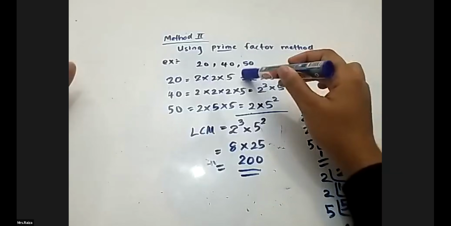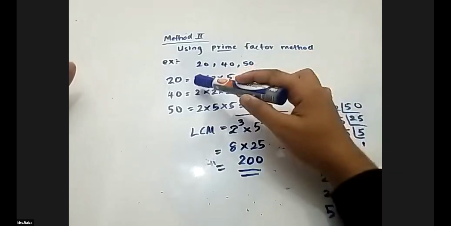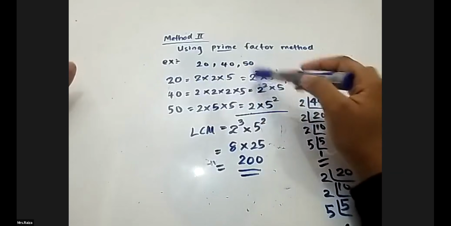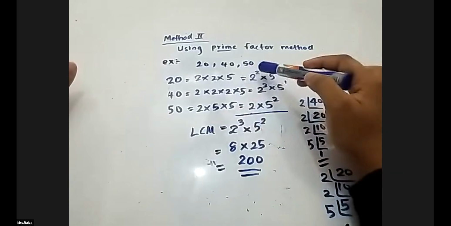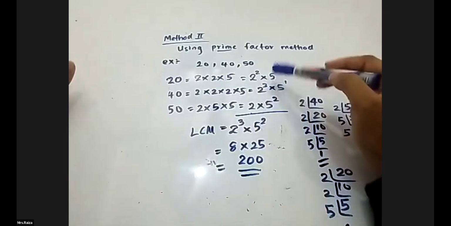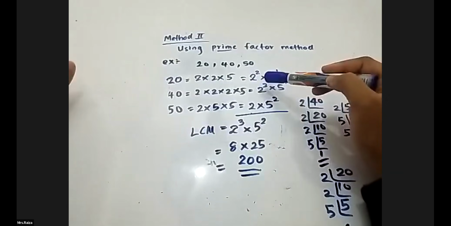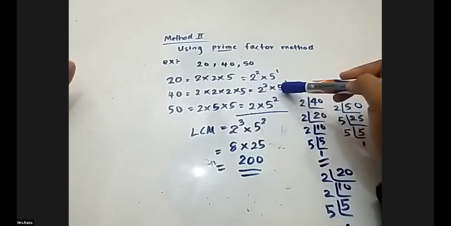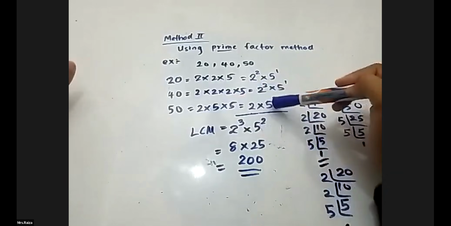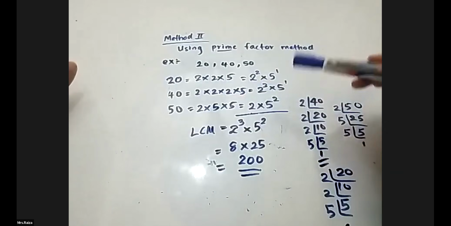Out of this number 2, you can see the power here. How did it come? 2 to the power 2, 2 into 2. 2 to the power 2, 1 5, so 5 to the power 1. 2 into 2 into 2, 2 to the power 3. There are three 2s, one 5 here, one 2 and two 5s. That's how we write powers.